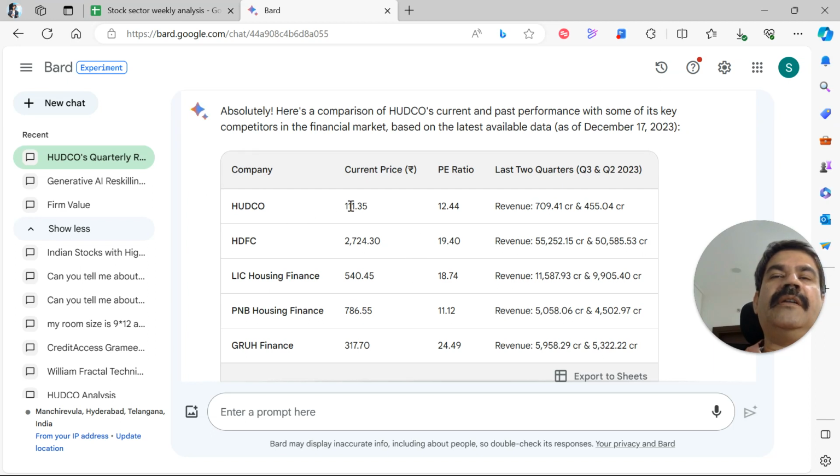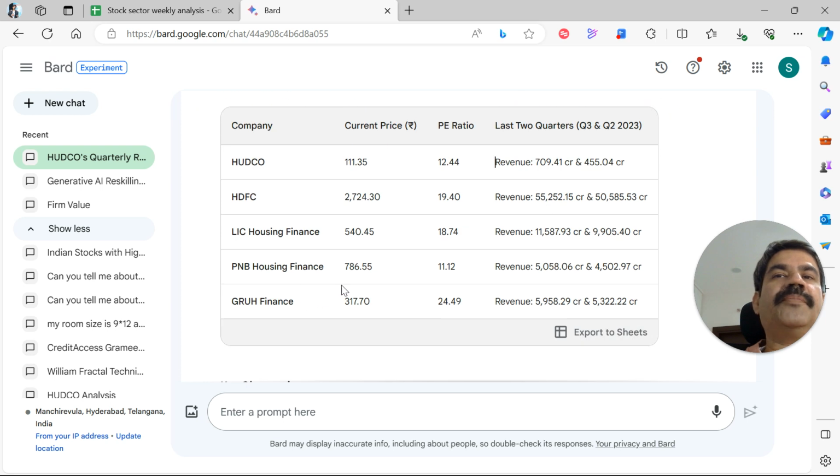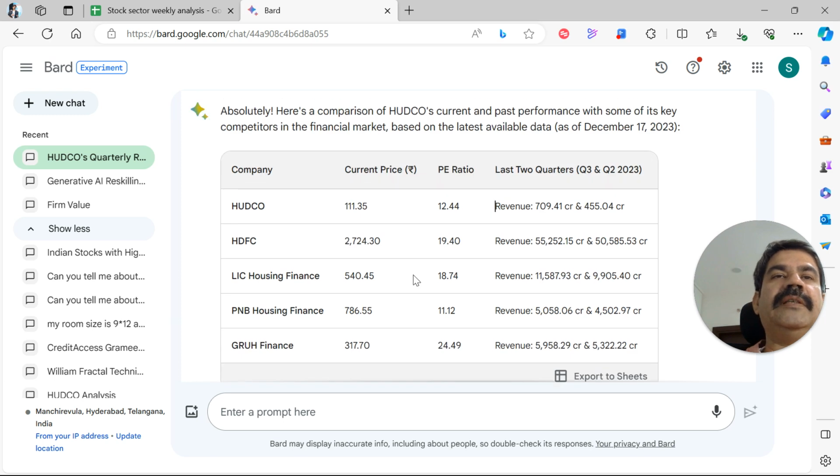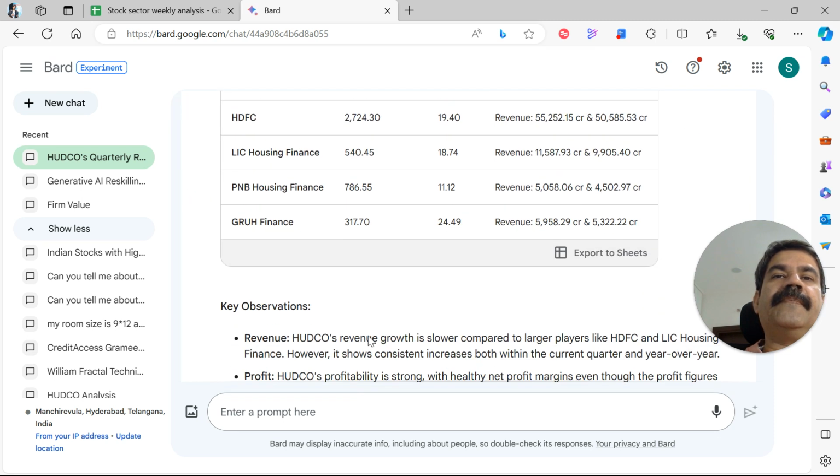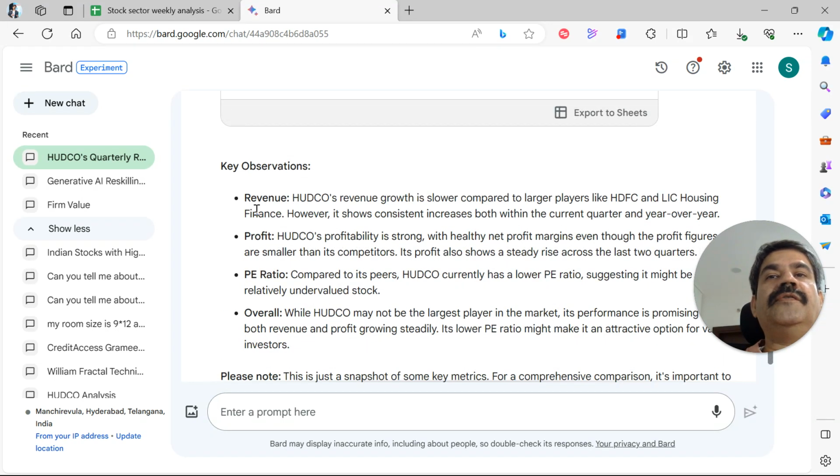Now if you look at the current price, it is 111 and the PE ratio is 12.44 for Hoodco and the revenue is 709.41, and then it is compared with its competitors. So pretty good, I would say, that even if you're not aware of the sector fully, if you know what attributes you're seeking, then it gives you a comparison. You can ask very specific questions, and it also gives you the insight.